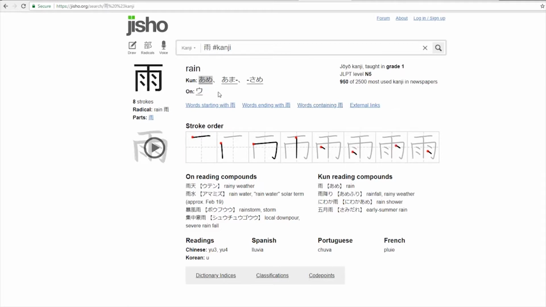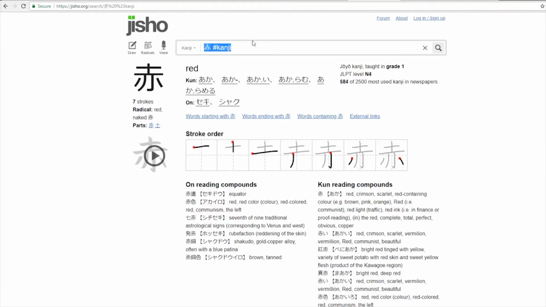This one's red. So some people think of the mnemonic for this one as kind of like a guy getting stabbed and blood flying out of the bottom of him. That's a little excessively violent, but that might help you remember it. Aka is going to be the word for this, so aka means red. And seki is the onyomi for it, but the word red is aka.